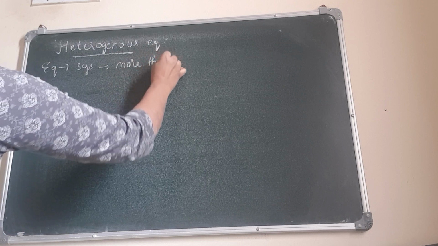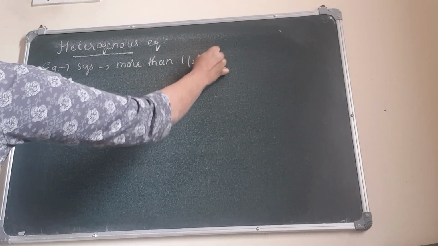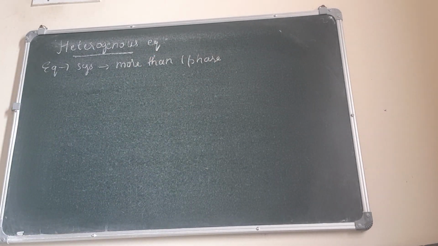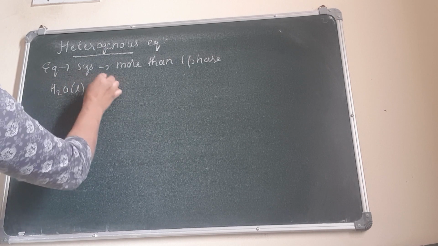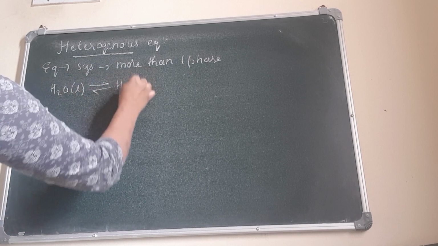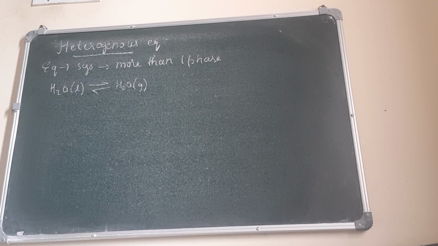If all the reactants and products are in the same phase and equilibrium is achieved, we call it homogeneous. If the reactants and products are existing in more than one phase and you achieve an equilibrium in that system, such an equilibrium is said to be heterogeneous equilibrium. Example, water in its liquid state in equilibrium with water in its gaseous state. Look at that, the states are different and this is said to be a heterogeneous equilibrium.